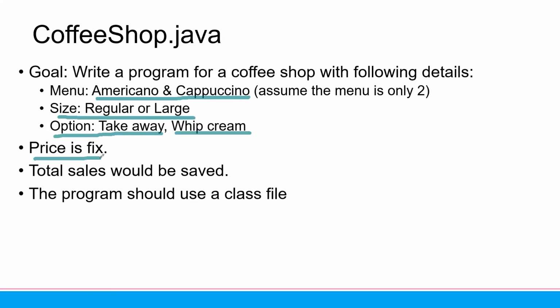Now let's assume that the price is fixed. Okay, no discount, no coupon. And I would like to save the total sales. And we need to use a class file. The class file means I need to apply object-oriented programming. So now the program becomes bigger, and you need to combine all the things. And in your team project, you need to do it like this as well.